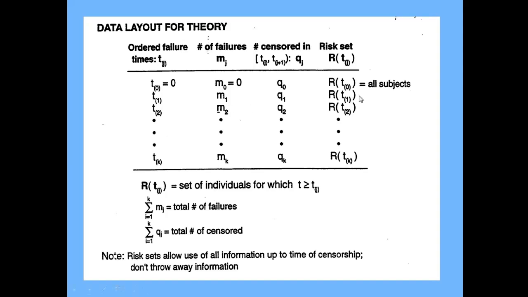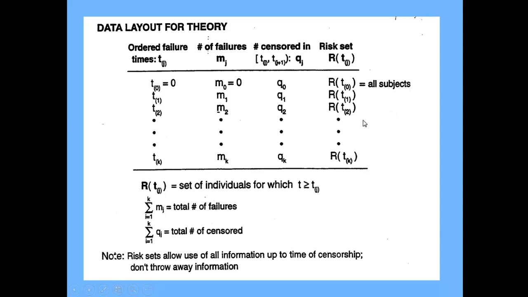Who's in the risk set at time 6? Well, this is a little tricky, because what you're asking is, who was at risk just prior to time 6? Who's at risk for failing just prior to time 6 when 3 people failed? How many were at risk? Everybody. Everybody was at risk just prior to the time that 3 people failed.